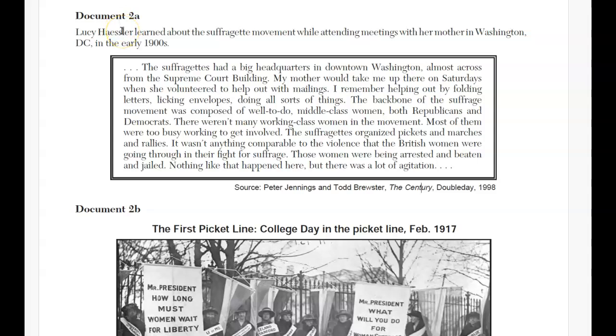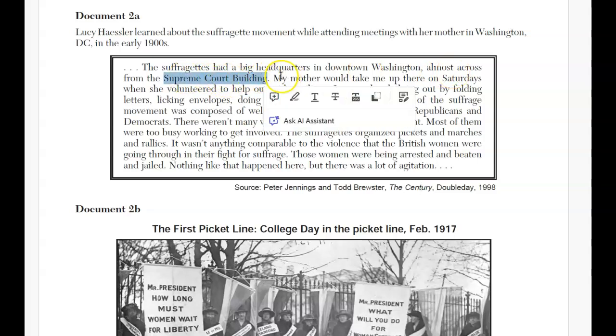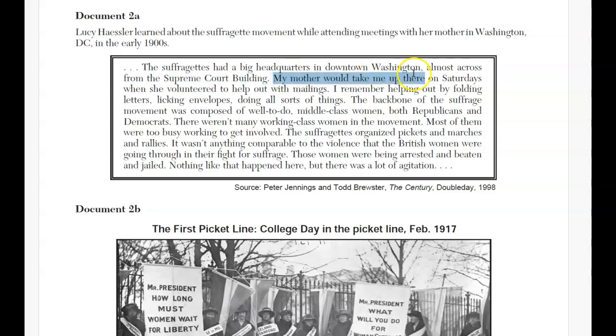Lucy Hessler learned about the suffragette movement while attending meetings with her mother in Washington, D.C. in the early 1900s. The suffragettes had a big headquarters in downtown Washington, almost across from the Supreme Court building. My mother would take me up there on Sunday, so this must be some kind of a diary or letter from this Lucy Hessler. So Mom would take her up when she volunteered to help out with mailings. I remember helping out by folding letters, licking envelopes, doing all sorts of things.